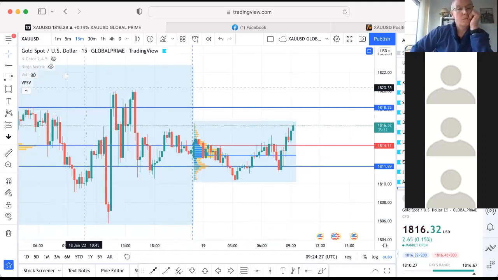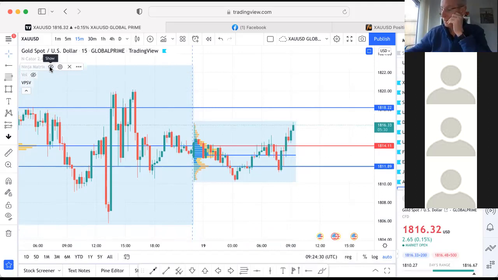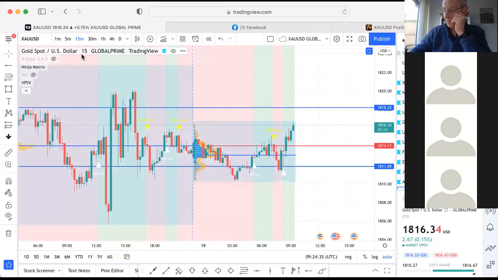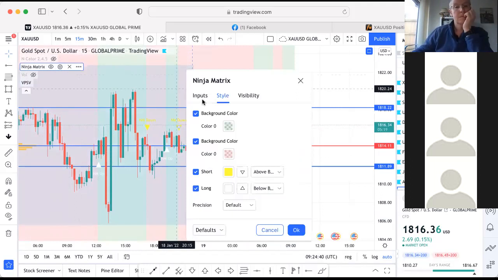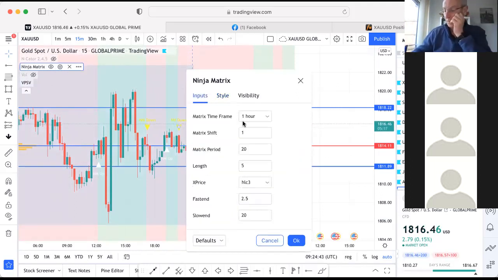And now I would put on the matrix. Now, on a 15-minute chart, my setting for the matrix is 1 hour. If I drop down to 5 minutes, I drop that number down to 30 minutes. It seems to work more accurately. If you're looking at the 1 hour chart, you probably need to put that up to 2 hours. But on a 15-minute chart, I leave the matrix time frame on 1 hour.